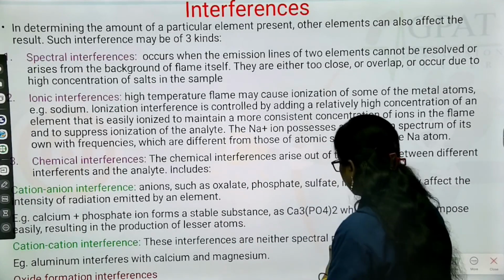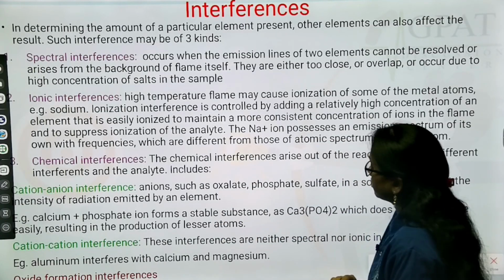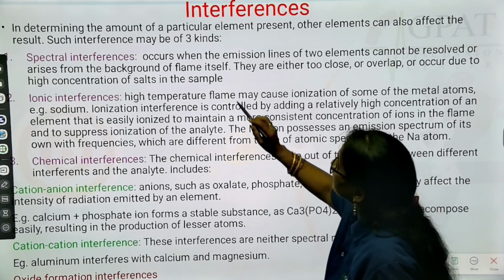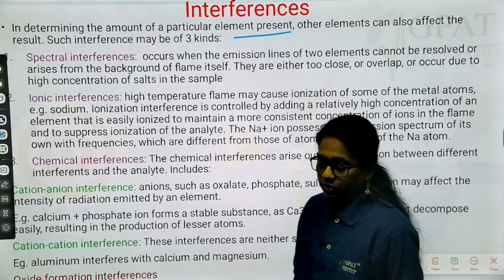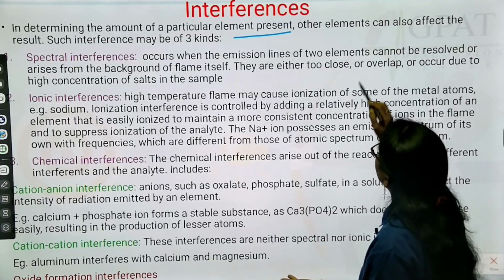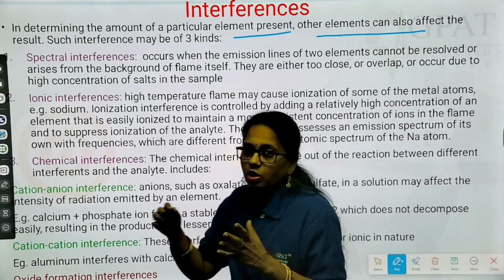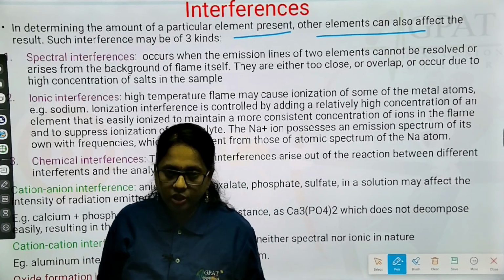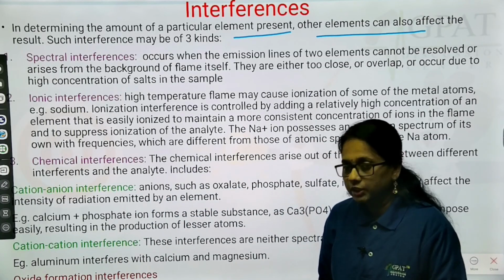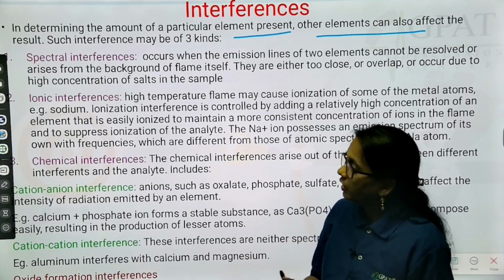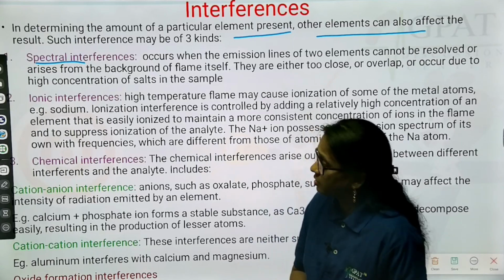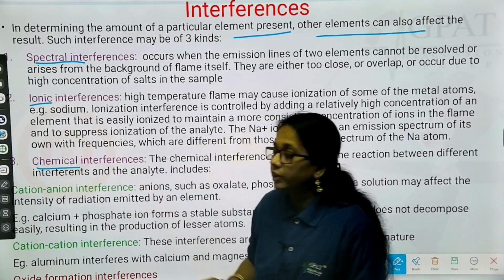Okay, let us first see the different types of interferences which we generally observe in atomic absorption spectroscopy. Whenever a particular element is present, like zinc, lead, mercury, at the atomic level we want to estimate, some of the other elements are also going to interfere. Such interferences may cause problems. Let us see what those types of interferences are. If you categorize them: first, spectral interferences; second, ionic interferences; third, chemical interferences.